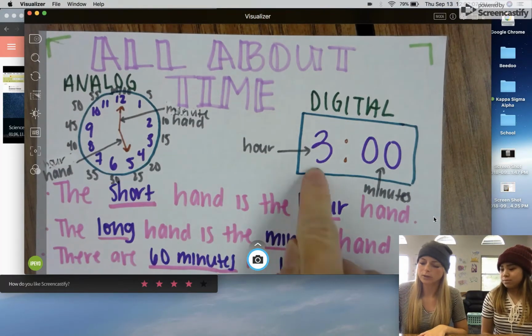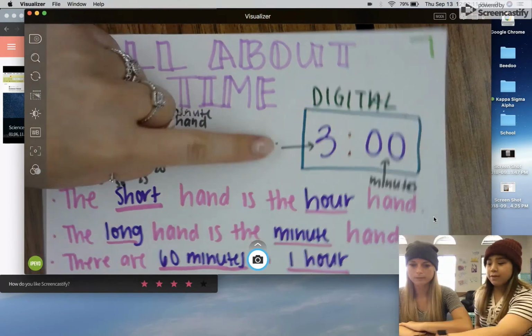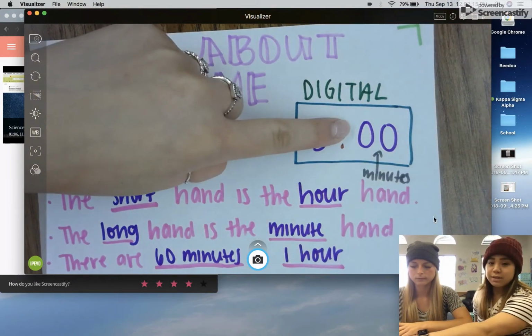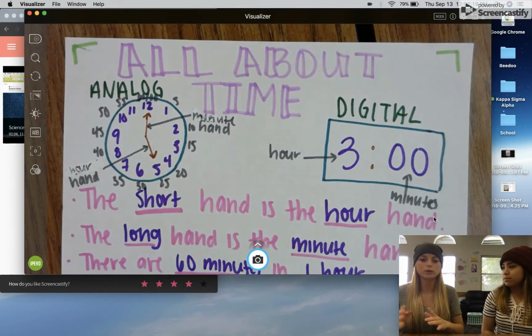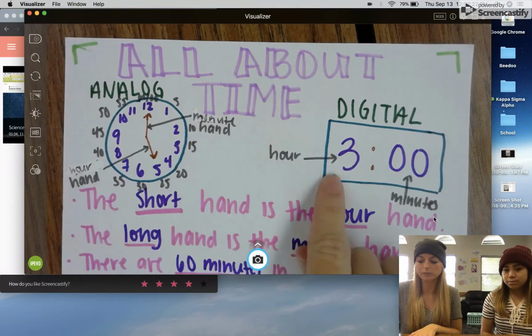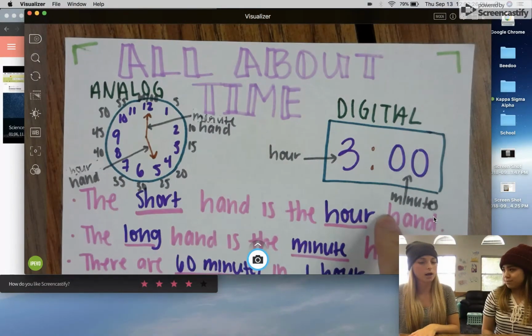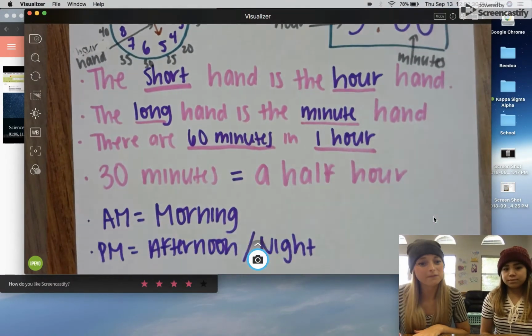But Miss Graham, what would it be for the digital clock? Well, the hour will appear with the first number, so it's 3, and then the minutes have 00, so it's 3 o'clock. So if we're using our example for the analog clock, it would be 5:00, but we pronounce it 5 o'clock.